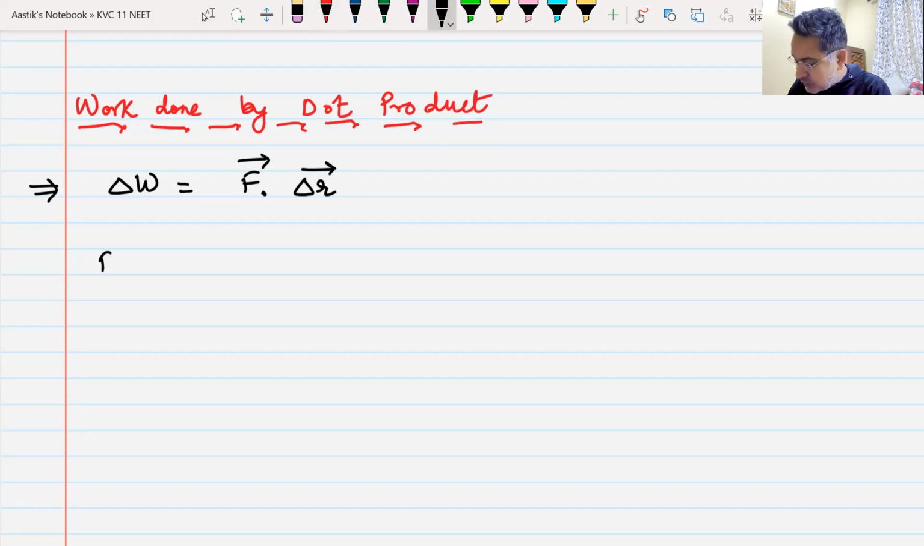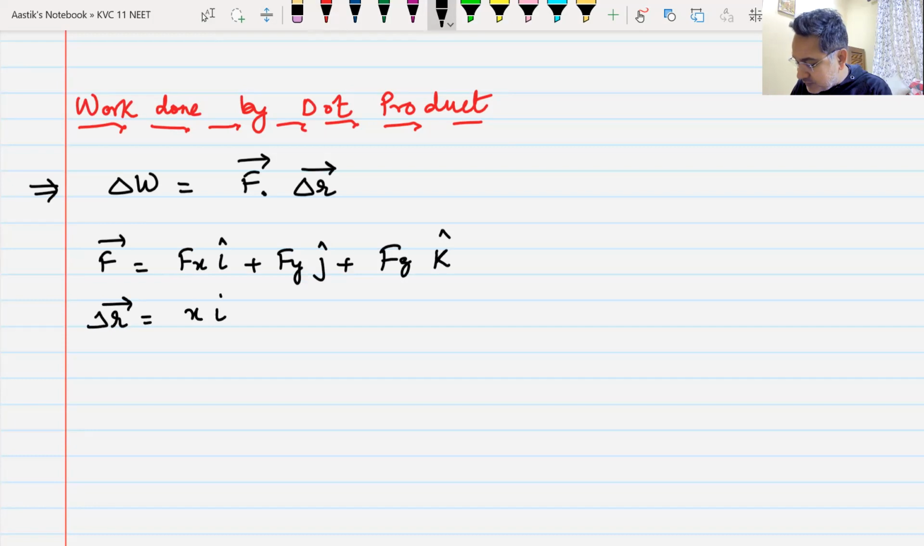Now, how will the force be given? Force can be given in this form, Fx i. It will have some i component, it can have some j component, and it can have some k component. Don't worry, I will give you examples so that you will understand. The displacement would also have x component, y component, and it can also have the z component. What you have to do is take the dot product.